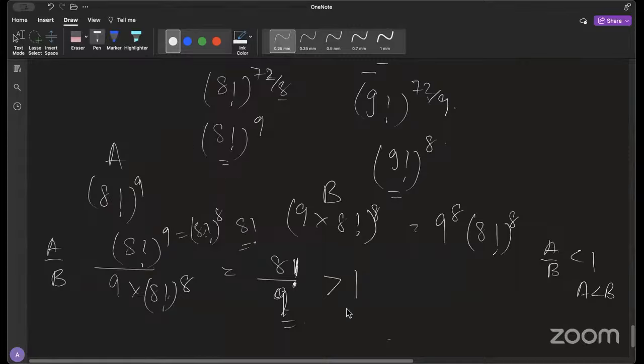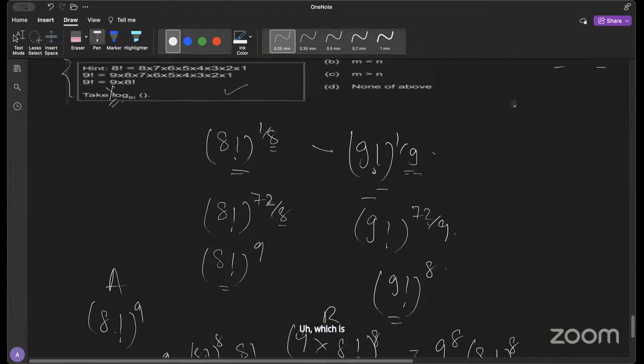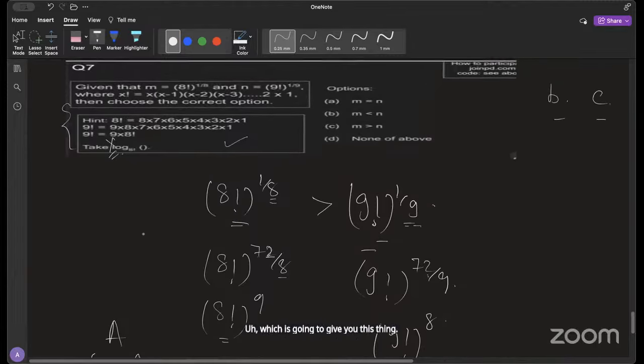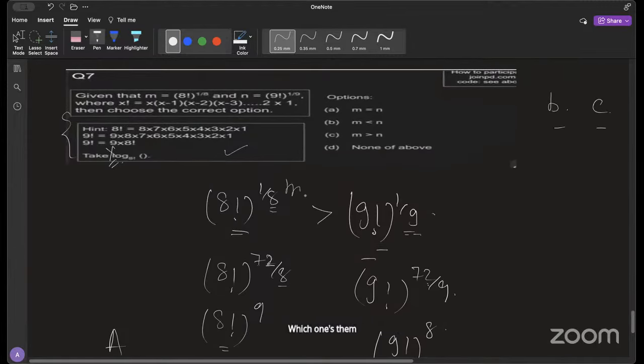Is it fine? Yes, ma'am. Okay. So you will be left with 8 factorial by 9, which is greater than 1. That means this A quantity should be greater than B. That means this one should be greater than this. Which one's M? This is M. This is N. This one should be correct then. It's greater than N. Is it fine?